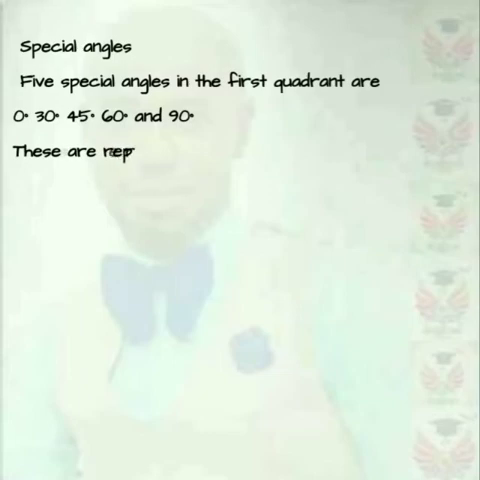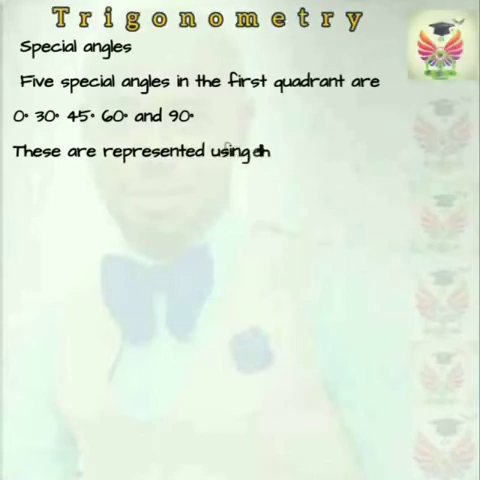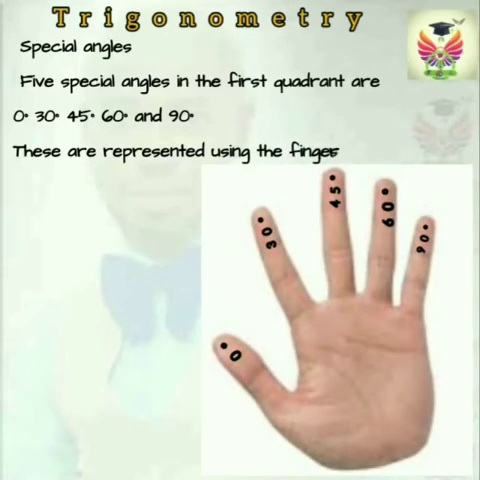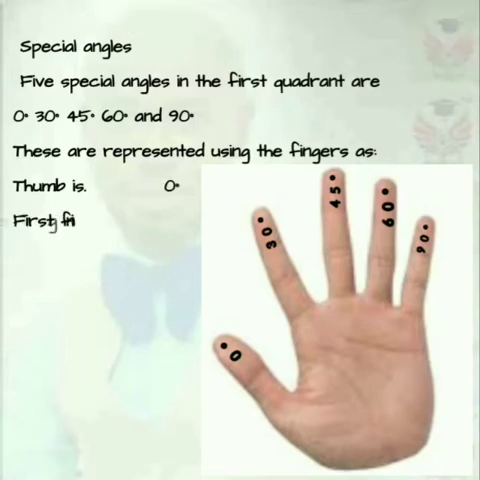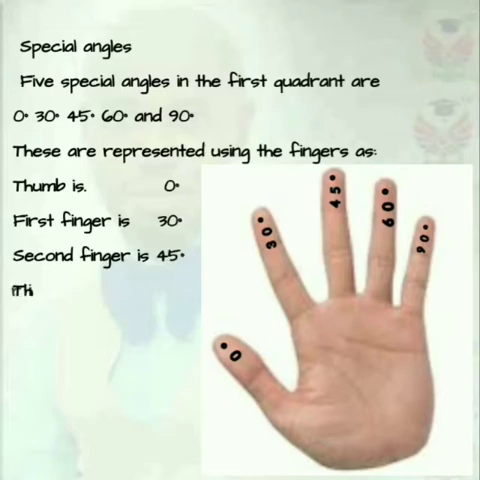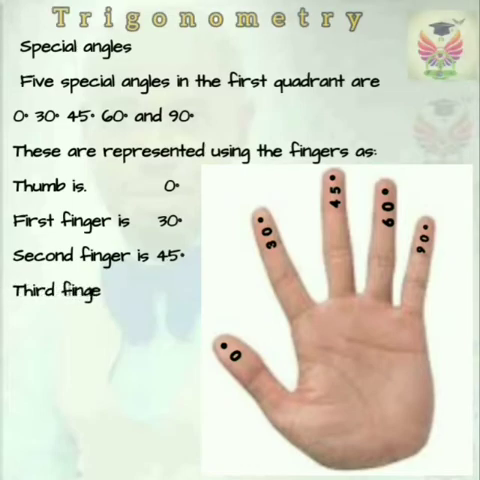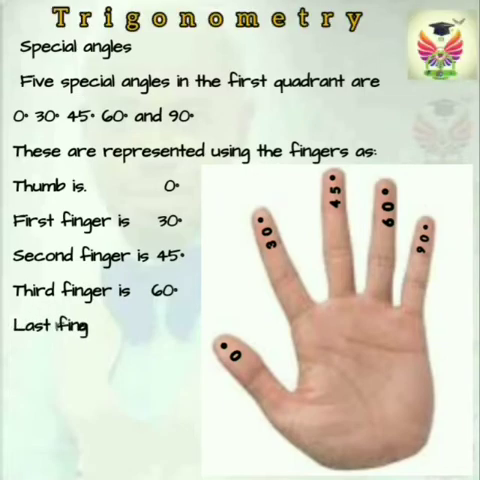These are represented using the fingers as thumb, 0 degrees, first finger, 30 degrees, second finger, 45 degrees, third finger, 60 degrees, and the last finger, 90 degrees.